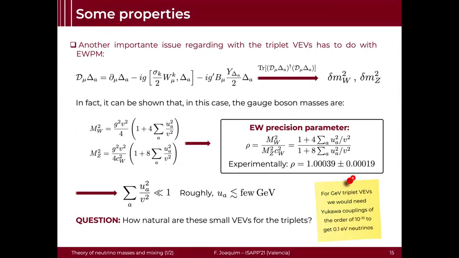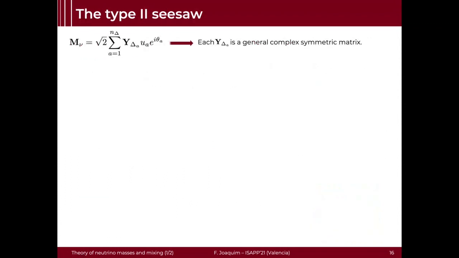And I would say no, because if you have these triplet VEVs of the order of GeV, then to explain neutrino masses, for instance, of the order of 0.1 electron volts, you would need very, very small Yukawa couplings. So you really need to go below for the scale of these triplet VEVs. Okay. So we will discuss later whether this is natural or not in this context.